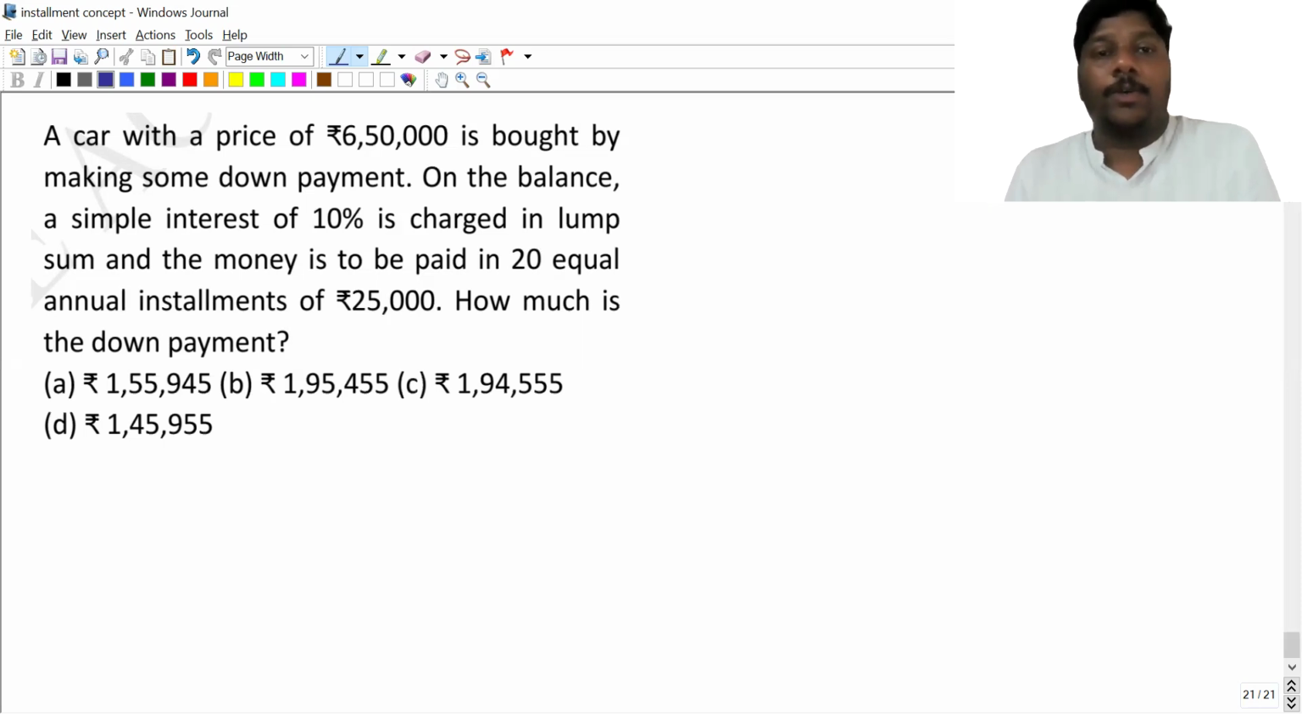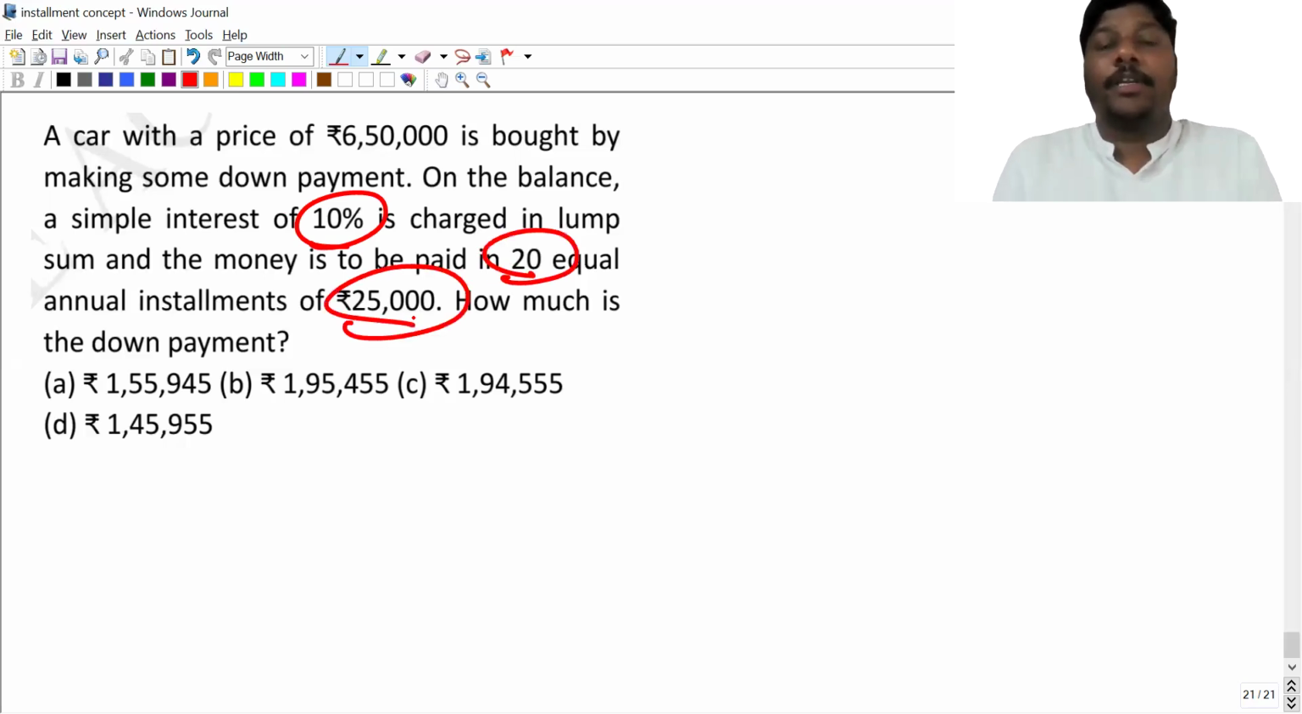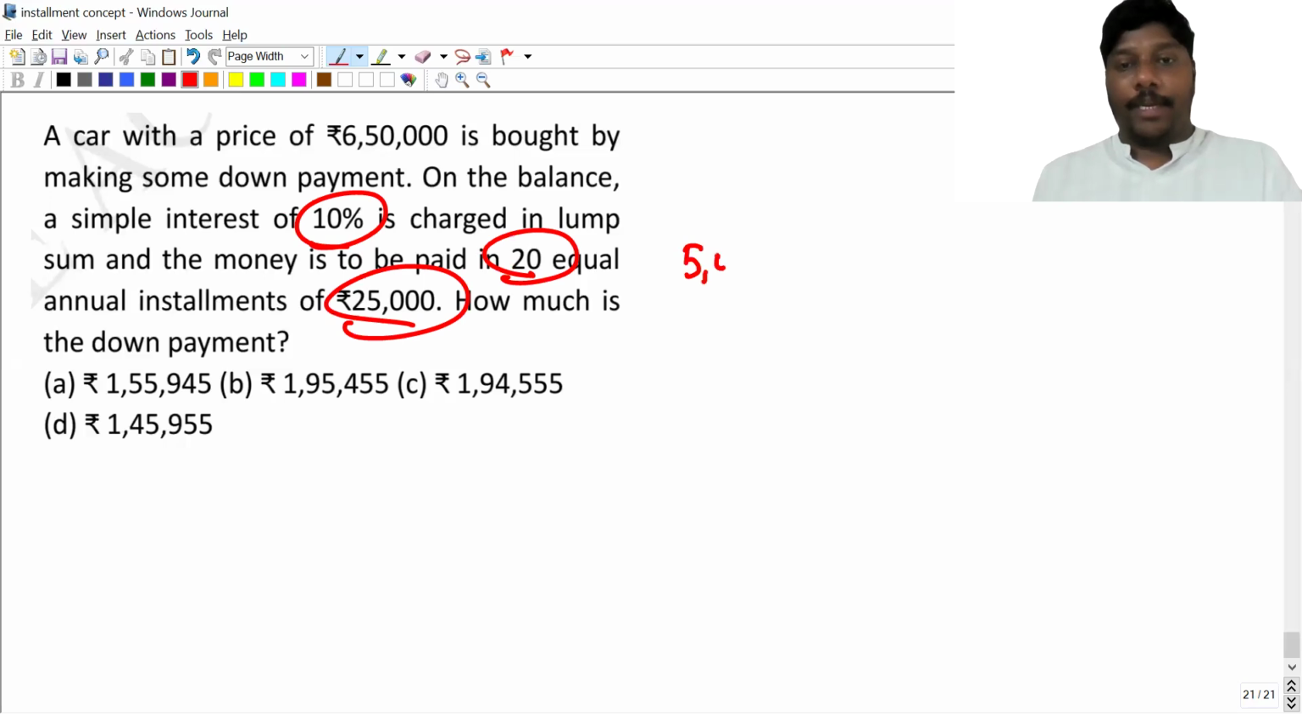ఓకే, సో ఇక్కడ సింపుల్ ఇంట్రెస్ట్ లంసమ్ మనం ఇప్పటిదాకా చేసినంత అవసరం లేదు. లంసమ్ ఒకటేసారి 10% అడుగుతున్నాడు. 10% సింపుల్ ఇంట్రెస్ట్ చార్జ్ చేస్తున్నాడు. 20 ఇన్స్టాల్మెంట్స్ అని అంటే ఈచ్ ఇన్స్టాల్మెంట్ ఈస్ 25,000. ఆ 25,000 పైన 20 ఇన్స్టాల్మెంట్ అని అంటే 20 into 25 is what? 25,000 into 20 అంటే 5 lakh rupees. ఈ 5 lakh rupees పైన మనం 10% అట్ ఎ టైం చార్జ్ చేస్తున్నాం. 10% అంటే 11/10.